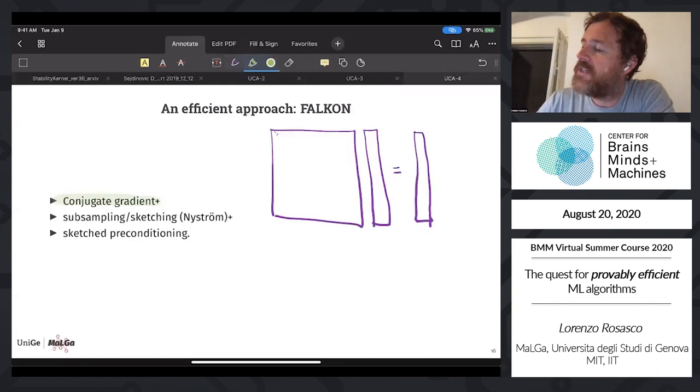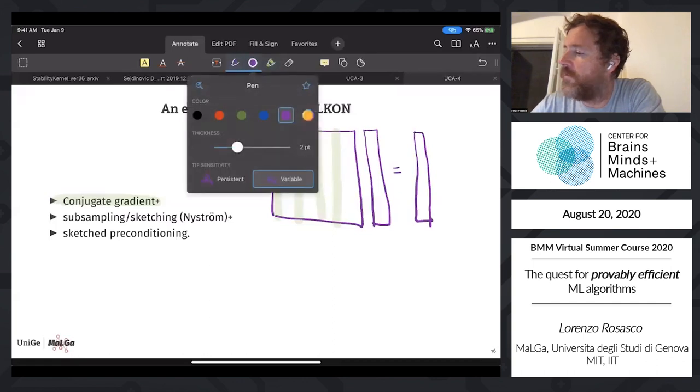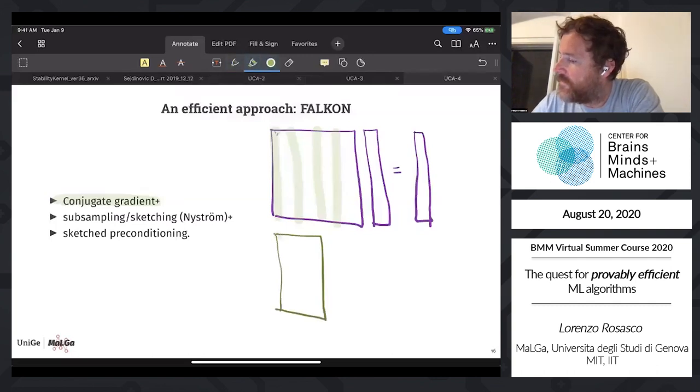What's the idea here? Rather than solving this whole linear system, what we're going to do is select at random certain columns, okay? So that effectively now all we have to solve is a smaller linear system that comprises the columns that we have sampled.